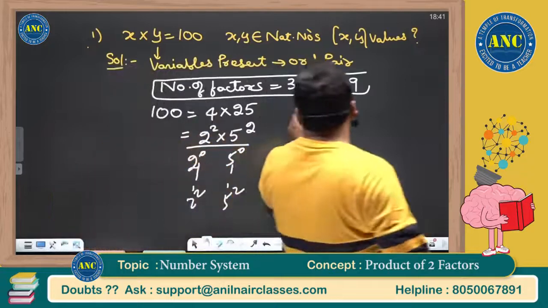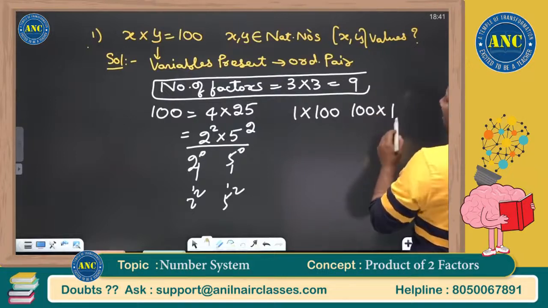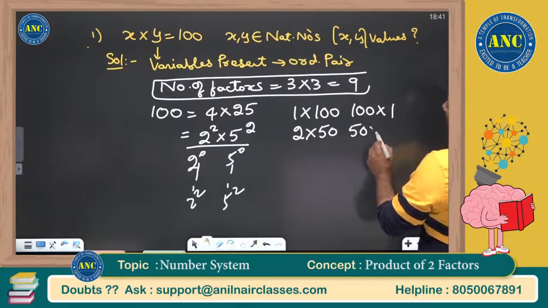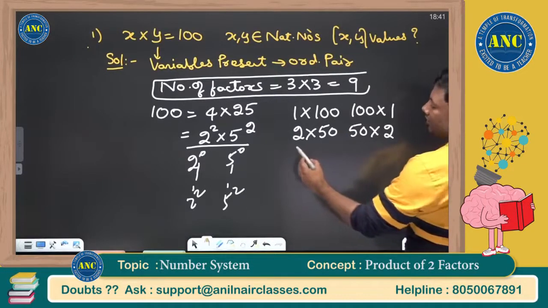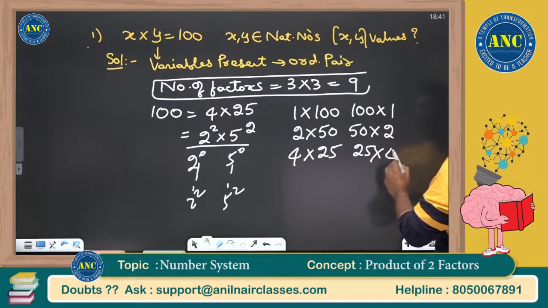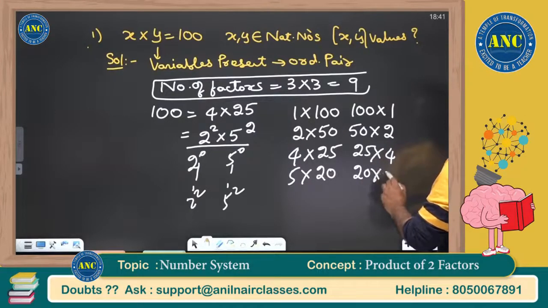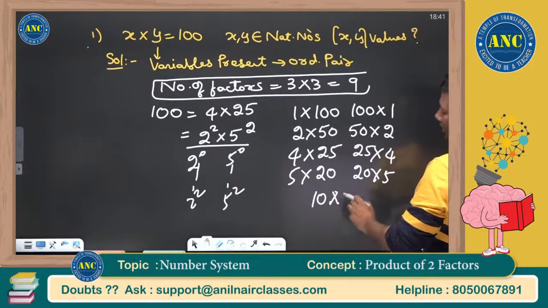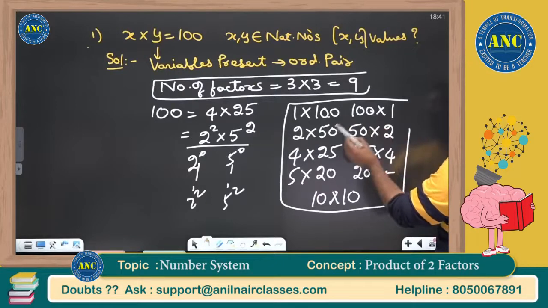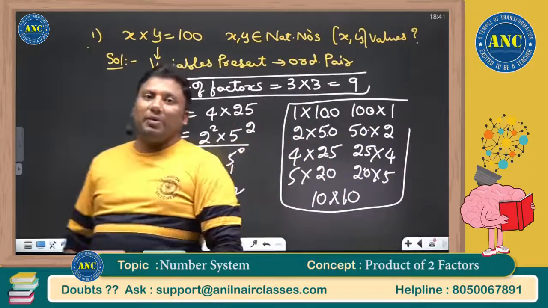In case you want to do it, 1 into 100 is one way, 100 into 1 is another way. You don't need to do it; just for conceptual clarity, I am doing it. 2 into 50, one way. 50 into 2, another way. 4 into 25, one way. 25 into 4, another way. 5 into 20, one way. 20 into 5, another way. 10 into 10, another way. Total, how many ways did you get? 1, 2, 3, 4, 5, 6, 7, 8, 9. The answer is 9. Please make a note of it.